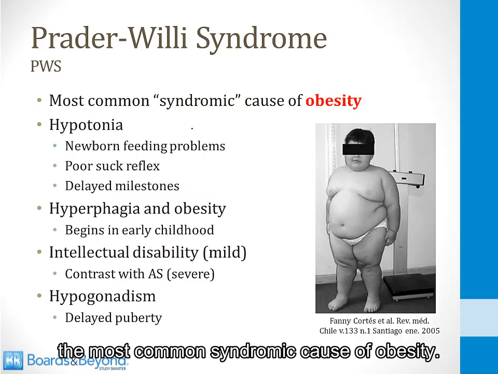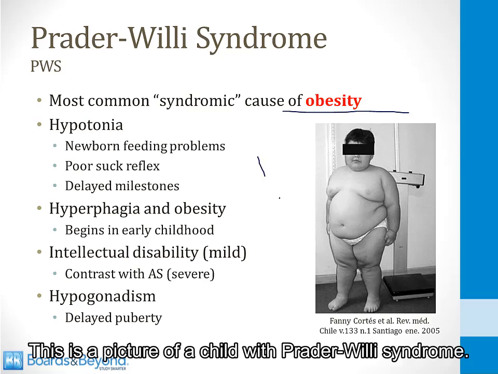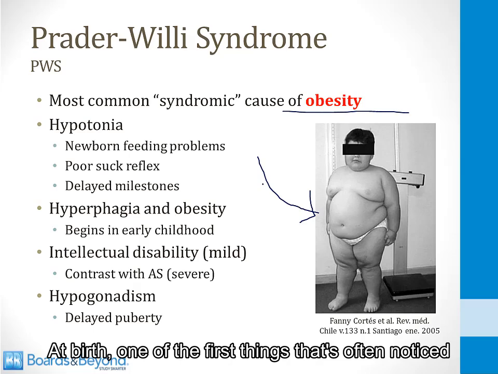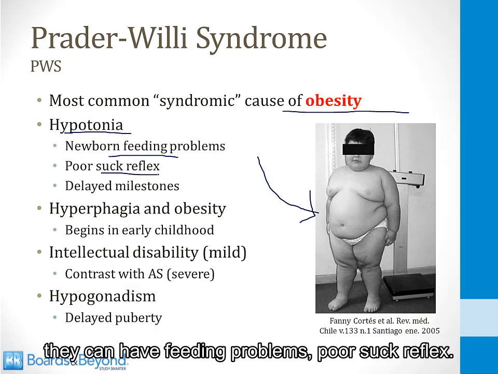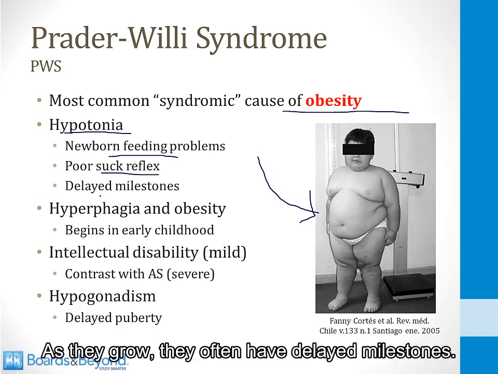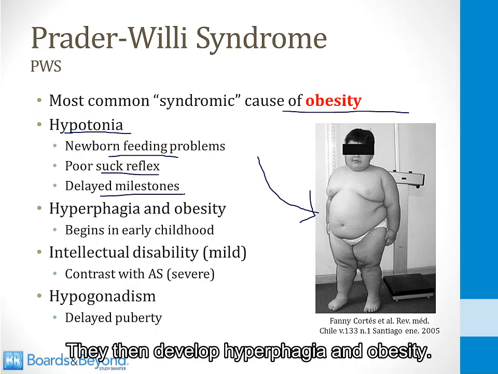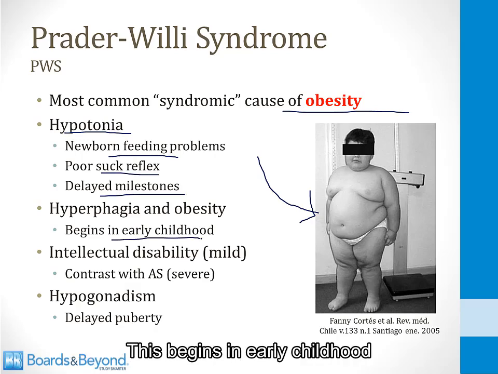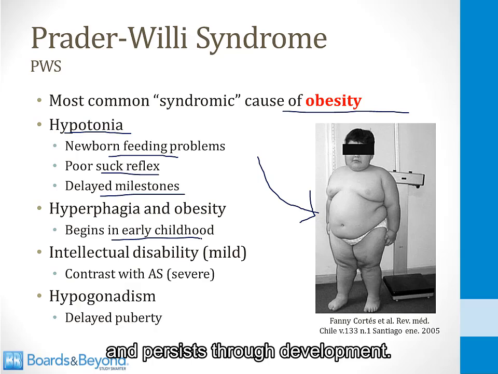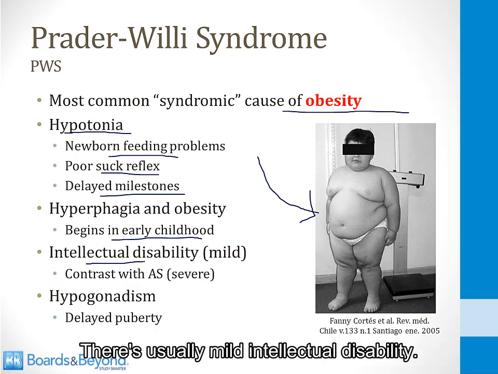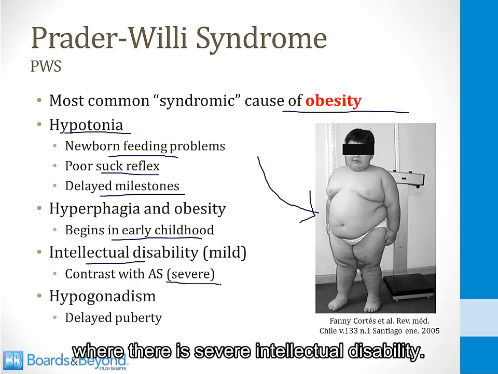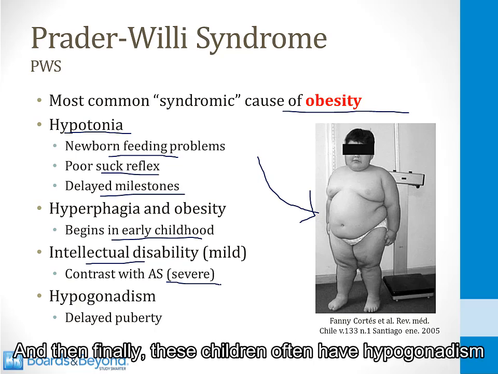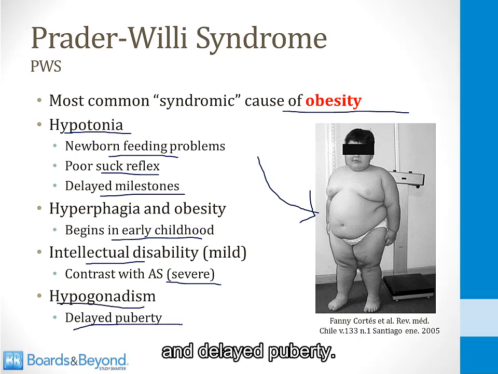Prader-Willi syndrome is the most common syndromic cause of obesity. This is a picture of a child with Prader-Willi syndrome. At birth, one of the first things that's often noticed is that these children have hypotonia. They can have feeding problems and a poor suck reflex. As they grow, they often have delayed milestones. They then develop hyperphagia and obesity. This begins in early childhood and persists through development. There's usually mild intellectual disability, and this is in contrast to Angelman syndrome, which we'll talk about in a minute, where there is severe intellectual disability. And then finally, these children often have hypogonadism and delayed puberty.